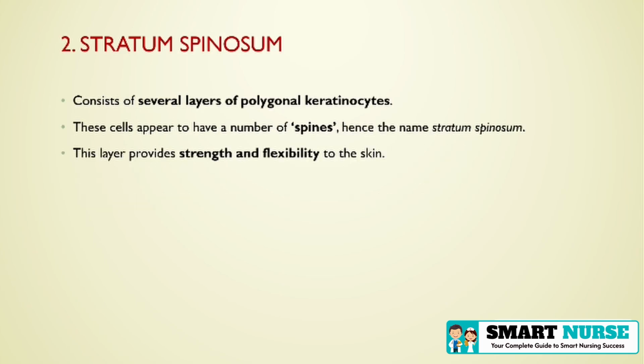The next layer is stratum spinosum. The stratum spinosum consists of several layers of polygonal keratinocytes. These cells appear to have a number of spines. Due to the presence of spines or spiny cells, it is named stratum spinosum. This layer provides strength and flexibility to our skin. The main function of stratum spinosum is to provide strength and flexibility to our skin.